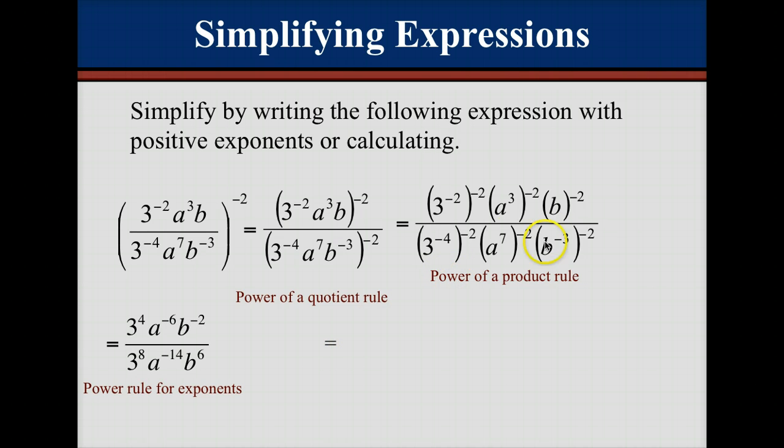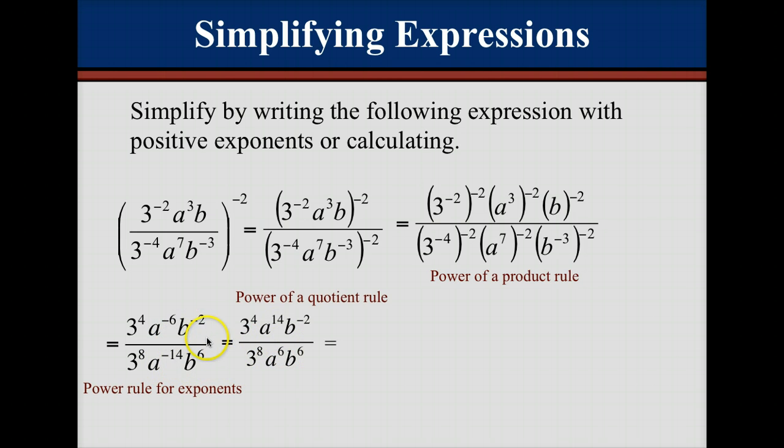Using the power rule for exponents, -2 times -2 is 4, 3 times -2 is -6, b to the -2, -4 times -2 is 8, 7 times -2 is -14, and -3 times -2 is 6. Notice that both of these are negative, so we're going to have them switch places. We're going to move the 14 up and the 6 down.